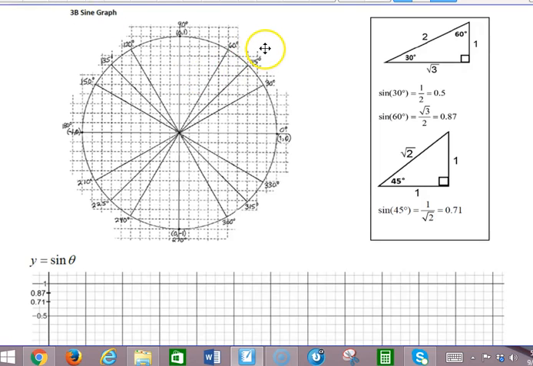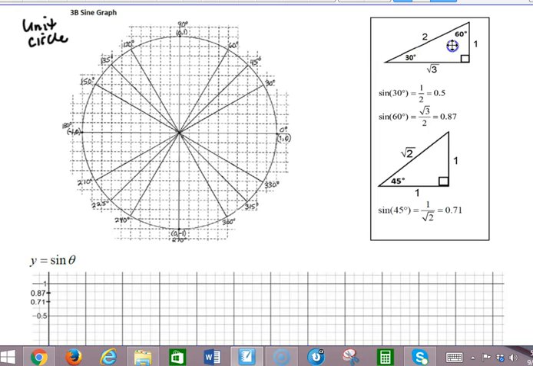Here we have a unit circle, a circle with radius 1. Just to remind you, in the unit circle the radius is equal to 1. You'll notice you can see the points (1, 0), (0, 1), (-1, 0), and (0, -1) at 0, 90, 180, and 270 degrees.